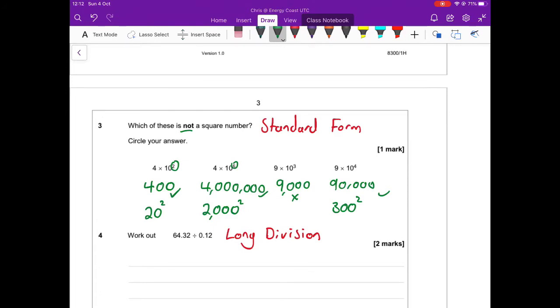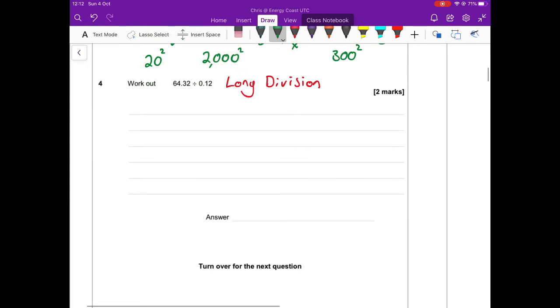Here's a clue. Have a look at the powers. I've got 2, 6, 3, and 4. The odd one out there is 3 because it is an odd number. So essentially you can't square root a power that has an odd power. That's standard form.